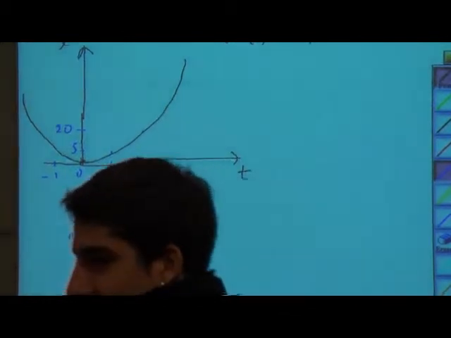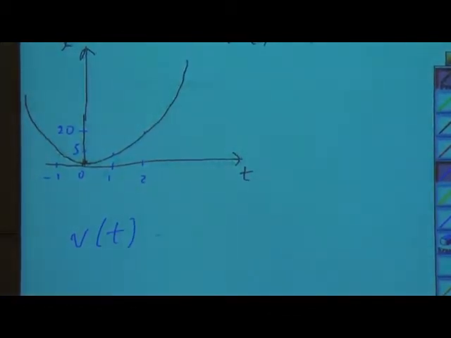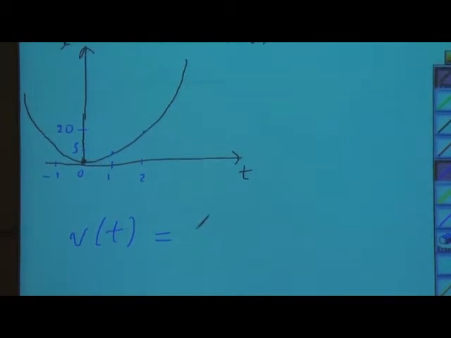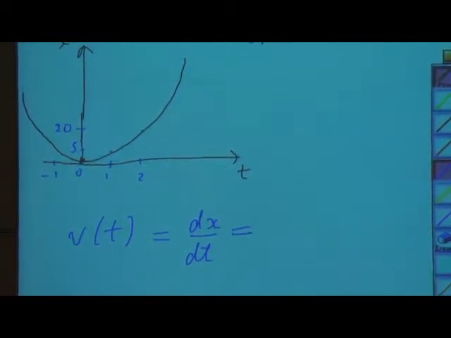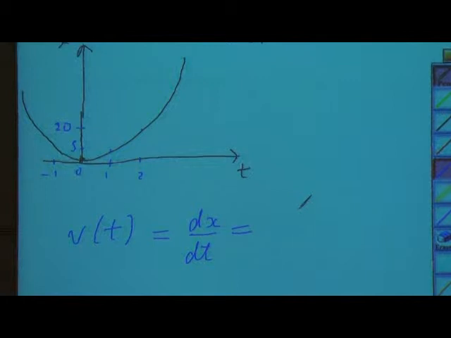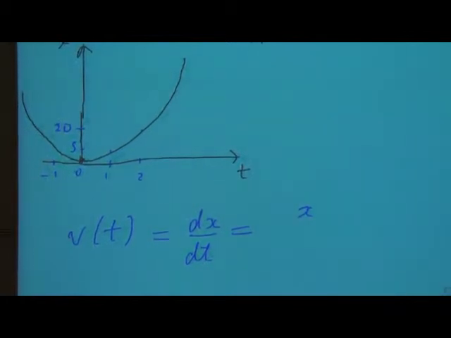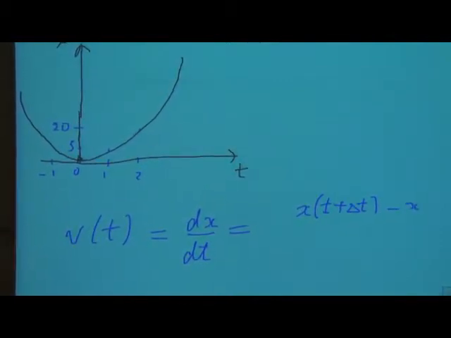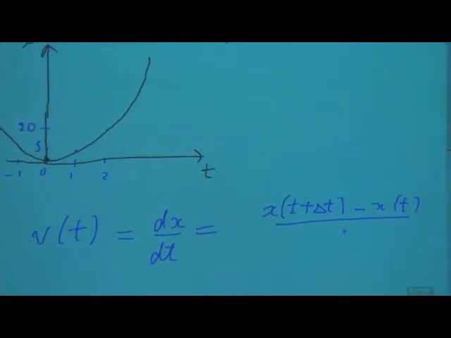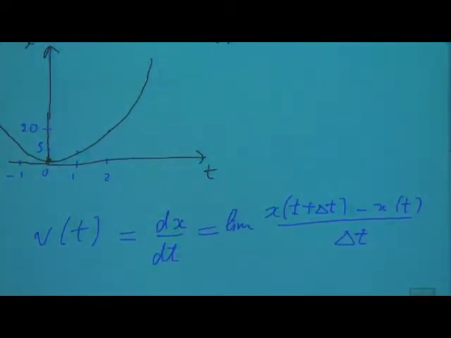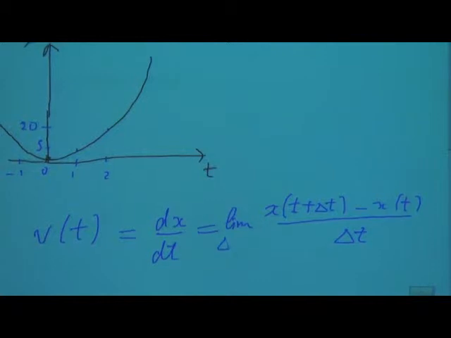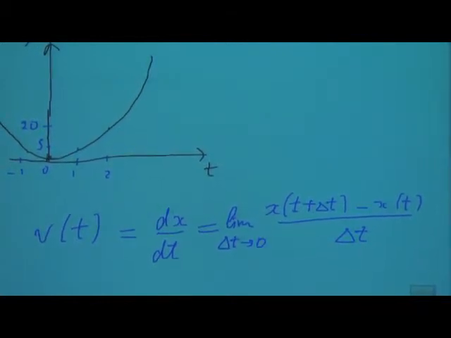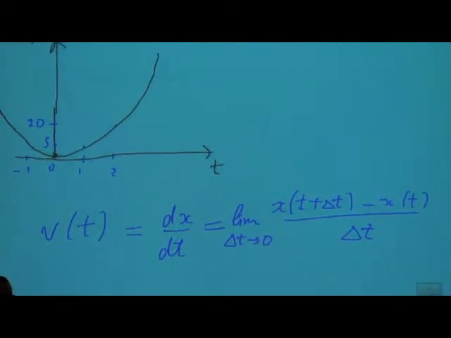So, v of t is dx dt. That's the short name for it. And how do I calculate this? I will calculate x at t plus delta t minus x of t, divided by delta t, and then I will see what the result of that calculation does if delta t goes to 0. Delta t is shorter than the shortest thing that we can imagine.